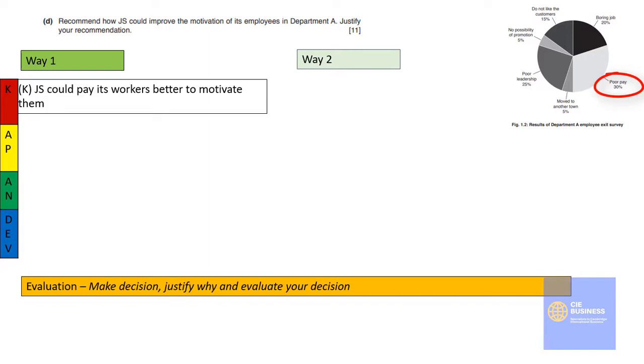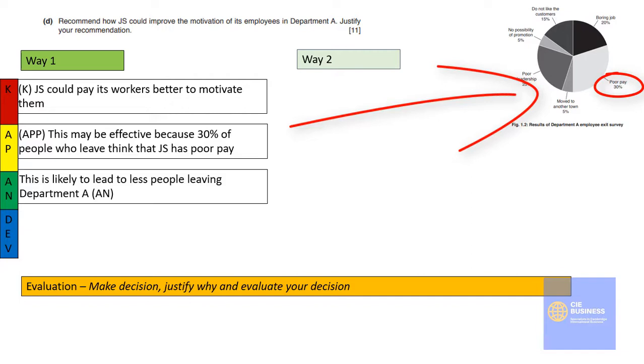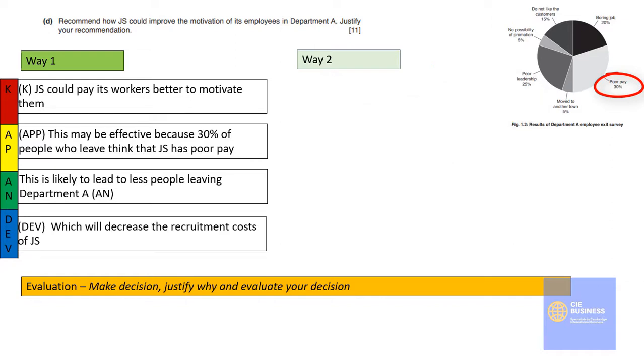Then we link it to the case study. 30% of employees find pay insufficient. We then show the impact of improving pay. Fewer people will leave. Then, to complete the chain of analysis, we need to take it one step further. If fewer people leave, this will reduce recruitment costs.